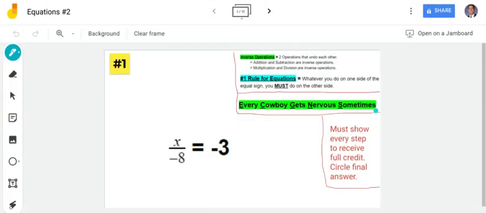We have here this helpful phrase that I like to use called "Every Cowboy Gets Nervous Sometimes" to help us remember the 5 steps to solve equations. And I'll go through these as we move through the equations.